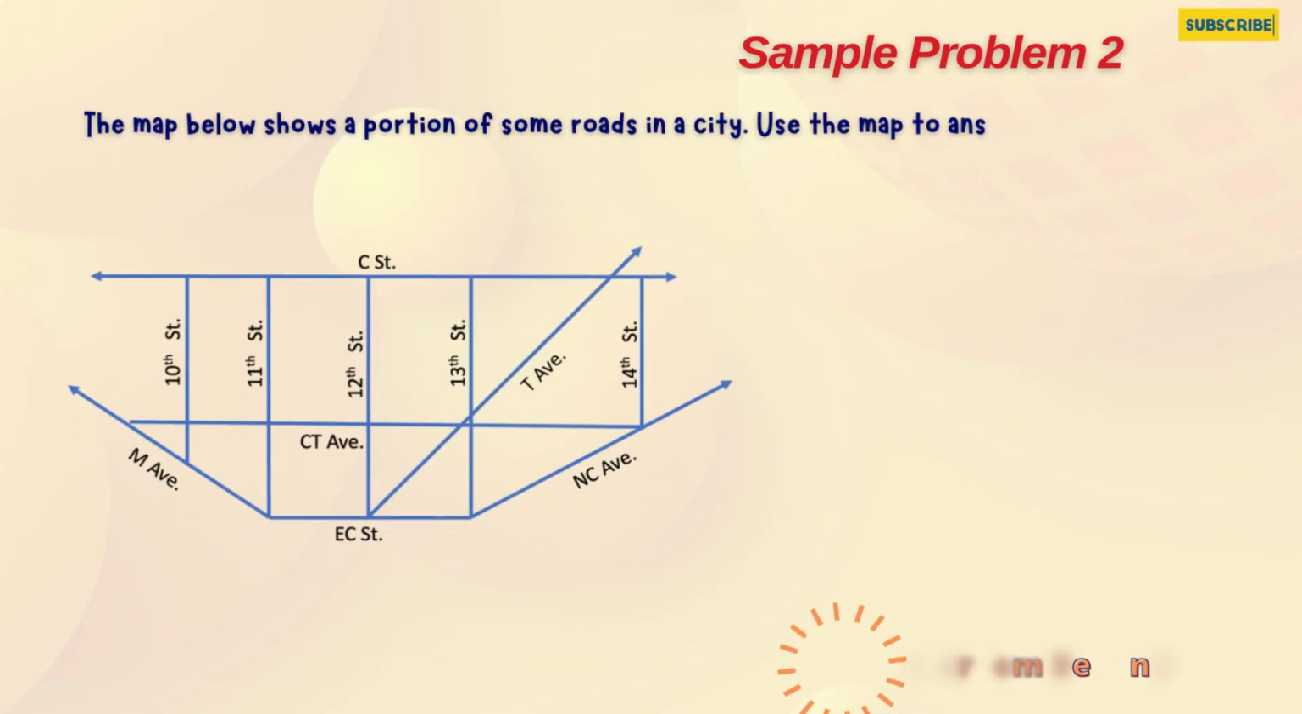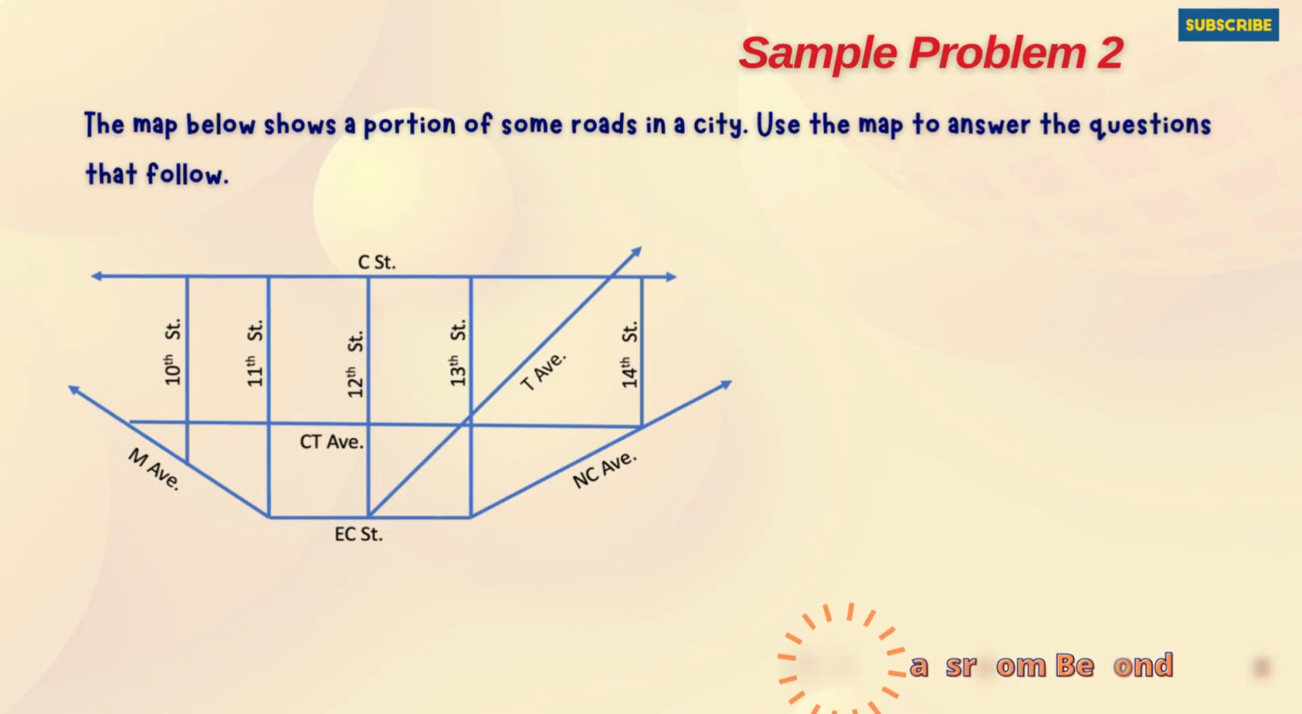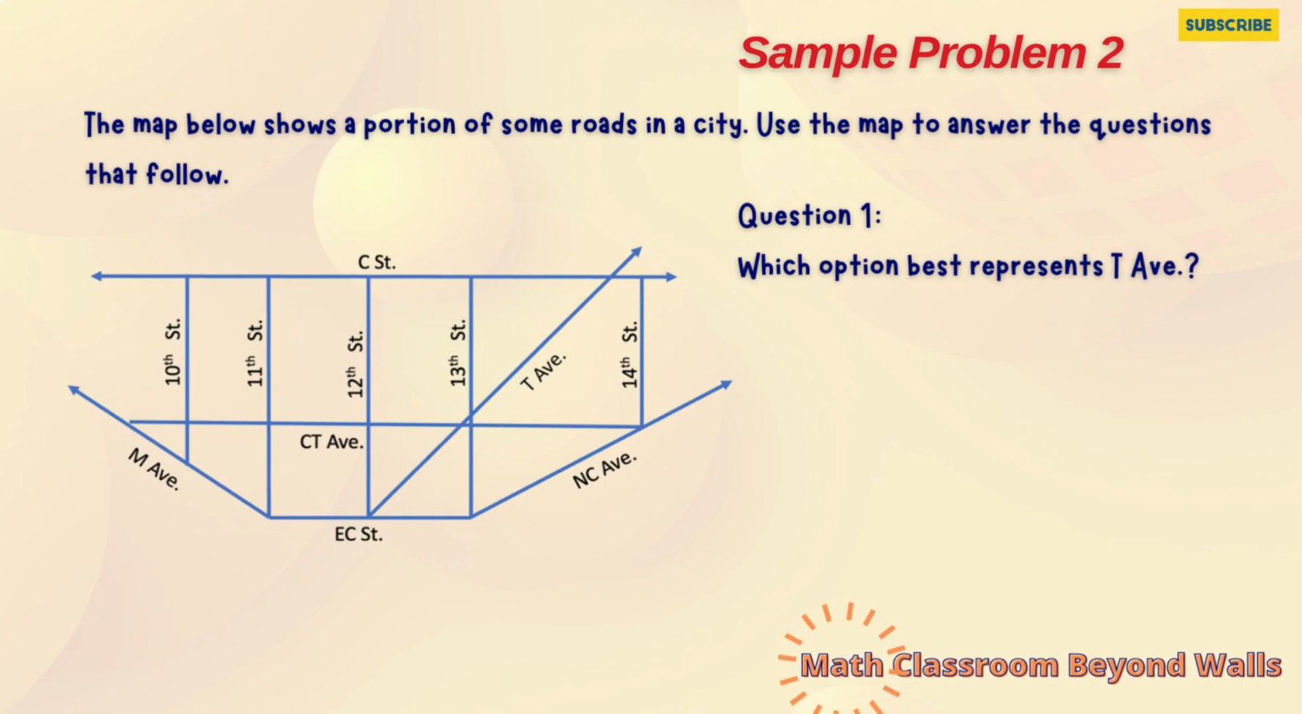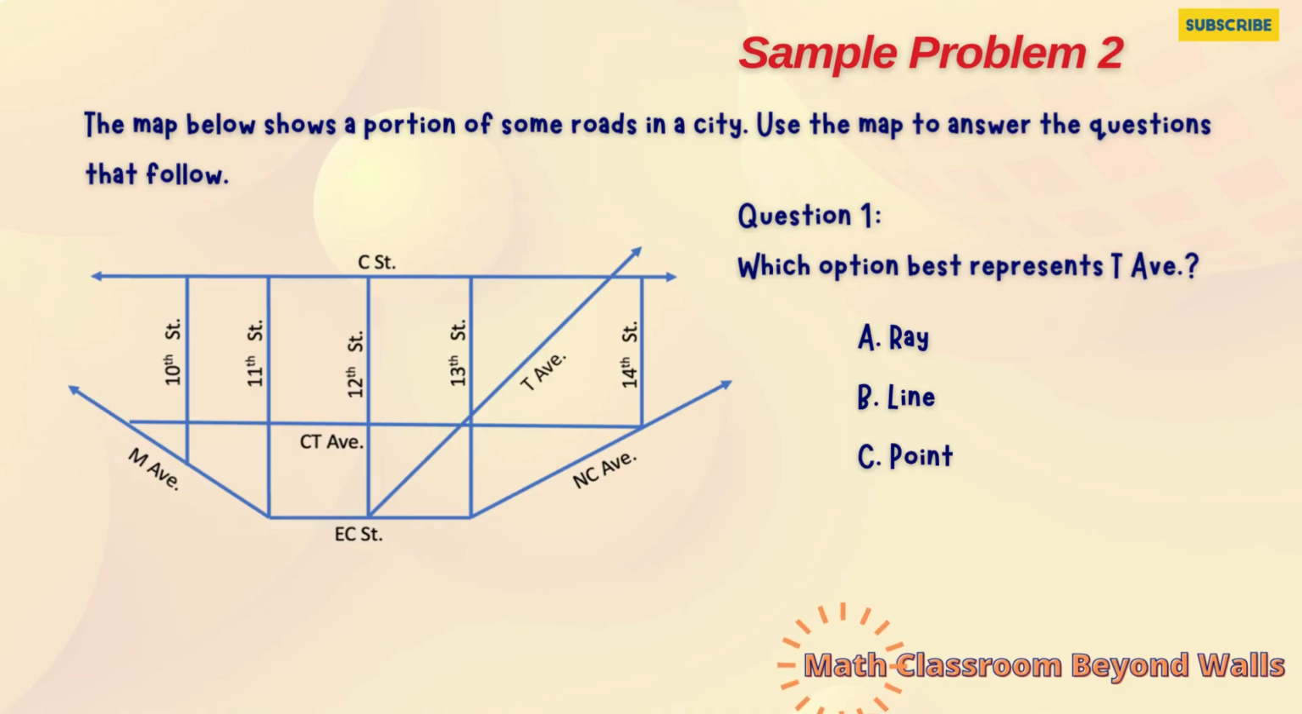Here's the problem. The map below shows a portion of some roads in a city. Use the map to answer the questions that follow. Question 1. Which option best represents T Avenue? Option A, ray. Option B, line. Option C, point. Option D, line segment.